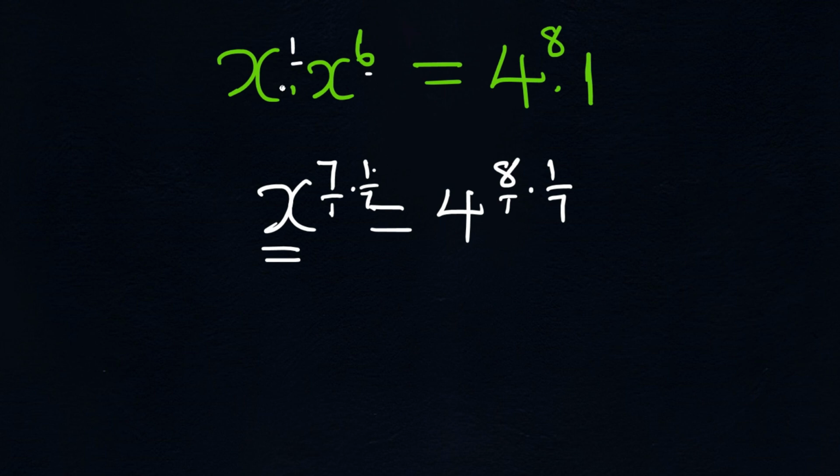So 1x to the power of 1 is the same as x, and this is equal to 4. 8 multiplied by 1 is going to give you 8, and then 1 multiplied by 7 is going to give you 7. So in the end, we are going to have 4 to the power of 8 over 7.